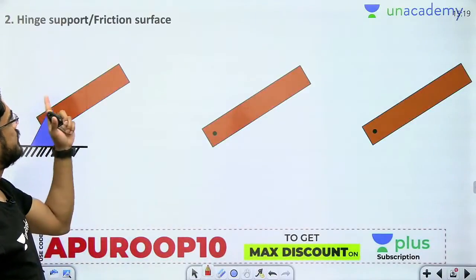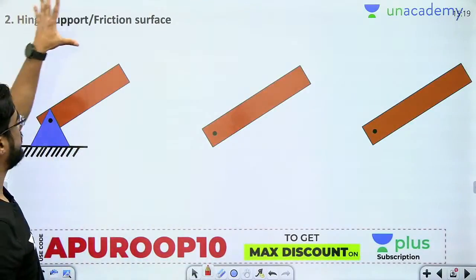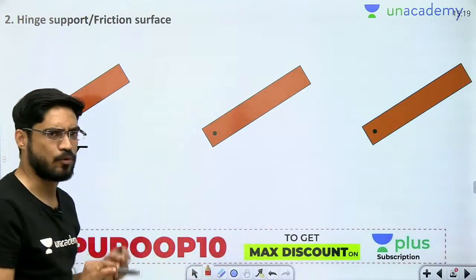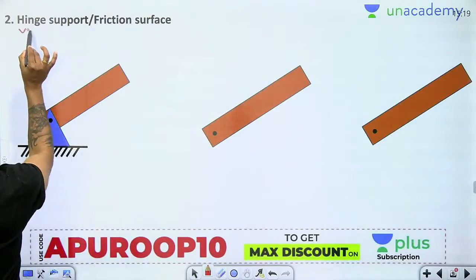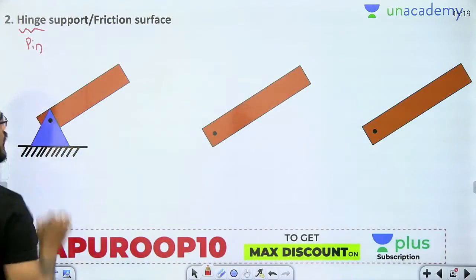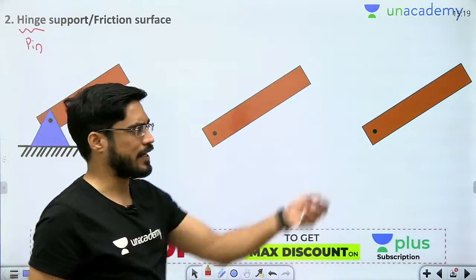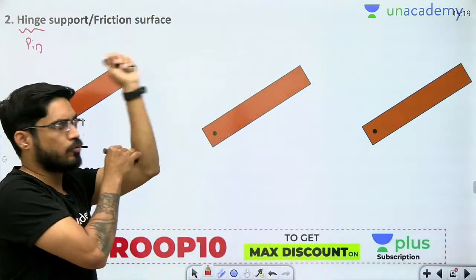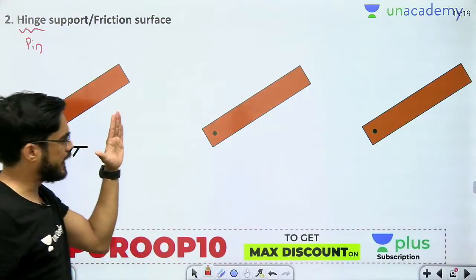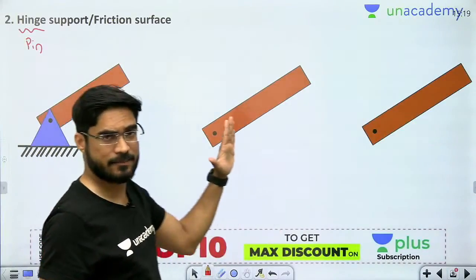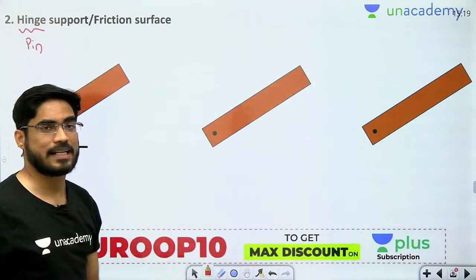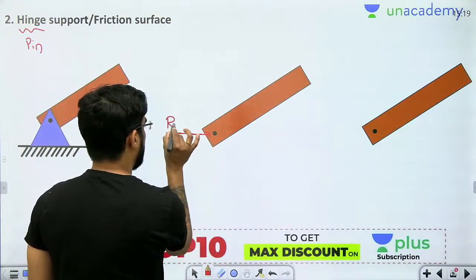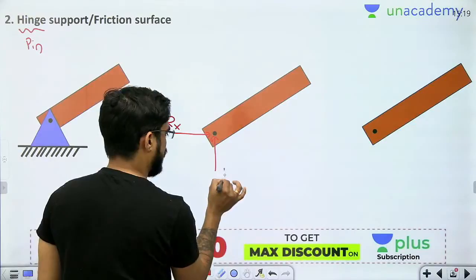Now the second type of support is hinge support or friction surface. Okay, so understand what is a hinge support. Now hinge is nothing but pin. Hinge का मतलब pin. Okay, so beta, let's say I have connected a body by means of a pin. So if you have connected the body by means of a pin, the body cannot translate in X, the body cannot translate in Y. So I will get one reaction in X, I will get one reaction in Y.